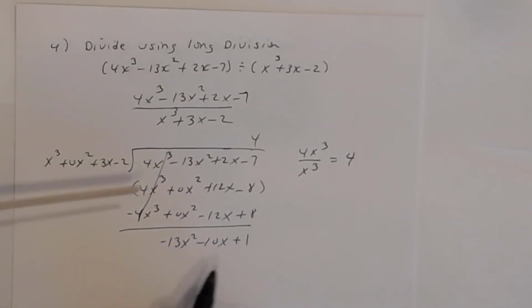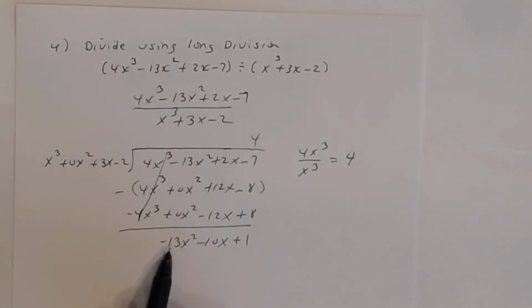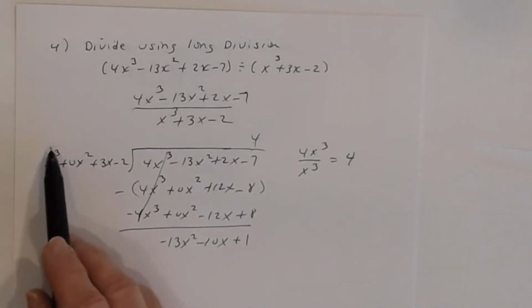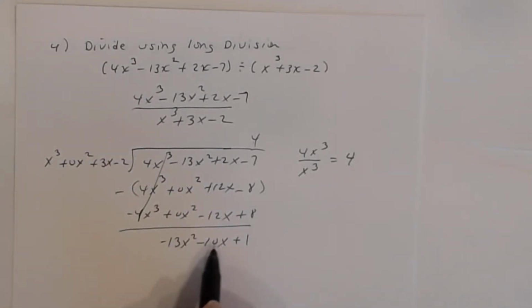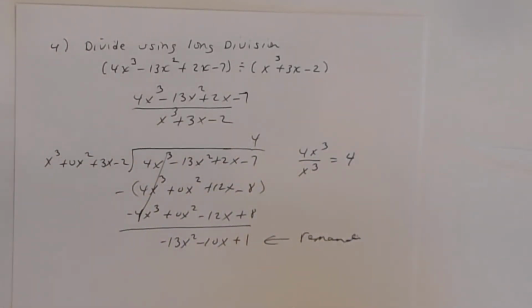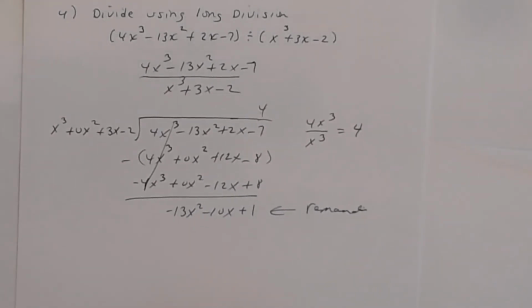Now here's a question. Do I continue this process? The answer is no, because look, the degree of this remainder is 2. The degree of the divisor is 3. If the degree of the remainder is less than the degree of the divisor, you're done. That is your remainder. You cannot divide any further.